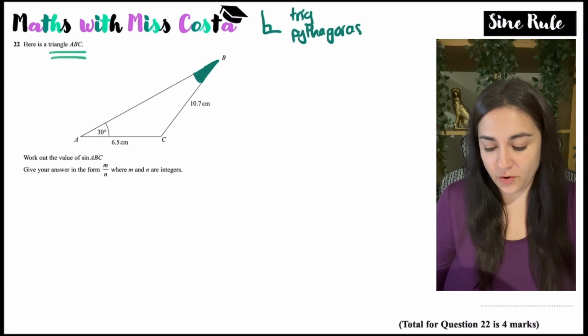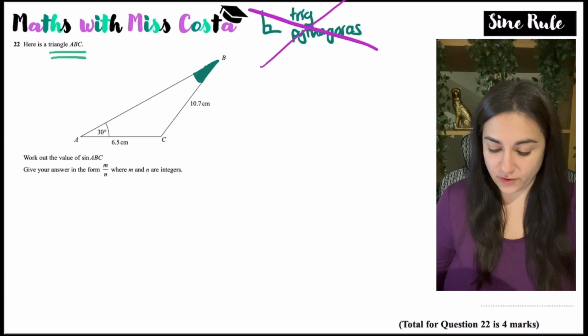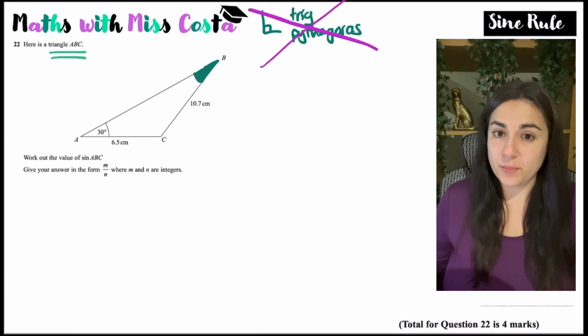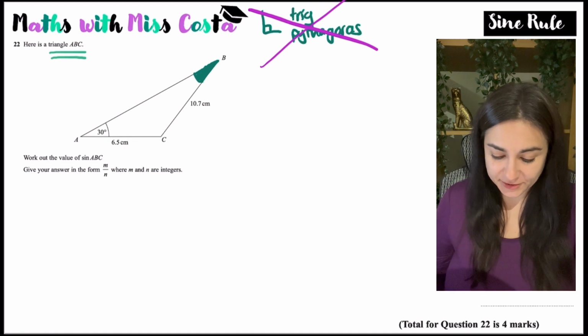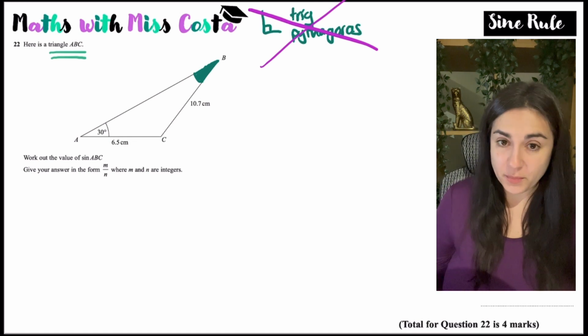This one is not a right-angled triangle, therefore those go out of the window. So I know I'm going to be using the sine rule, the cosine rule, or area of a triangle. Let's actually look at what's going on. So I've got my triangle.